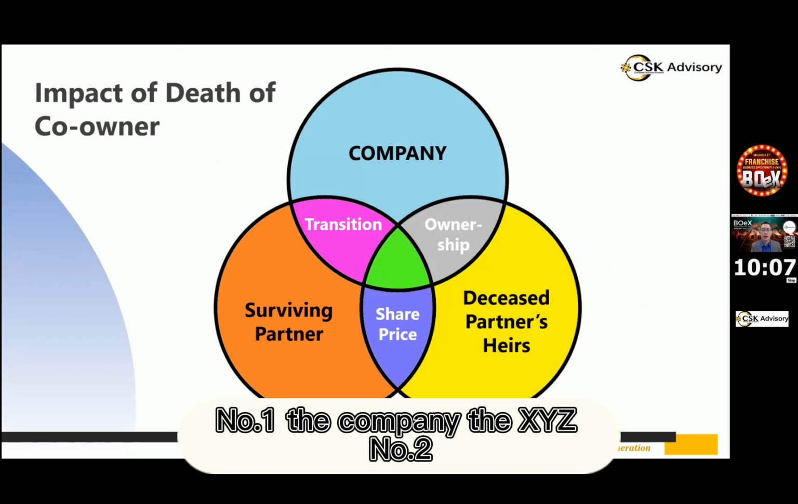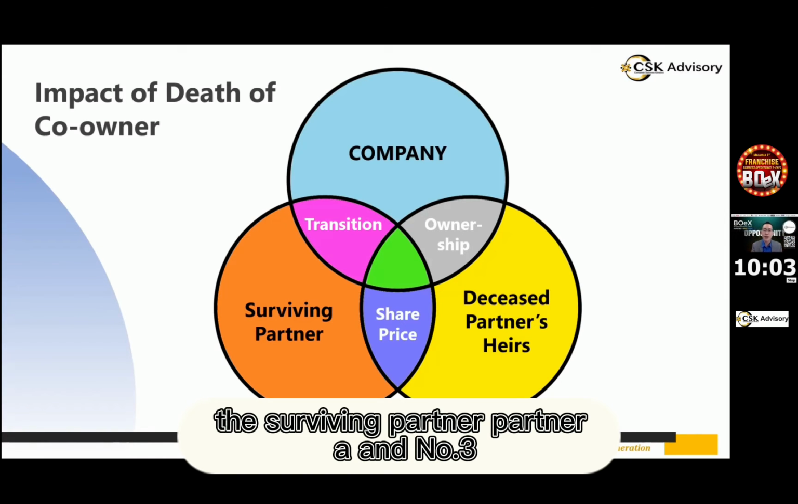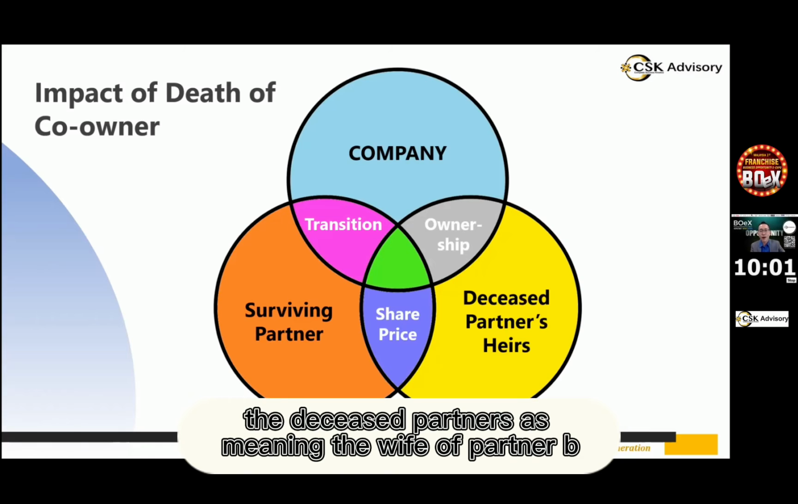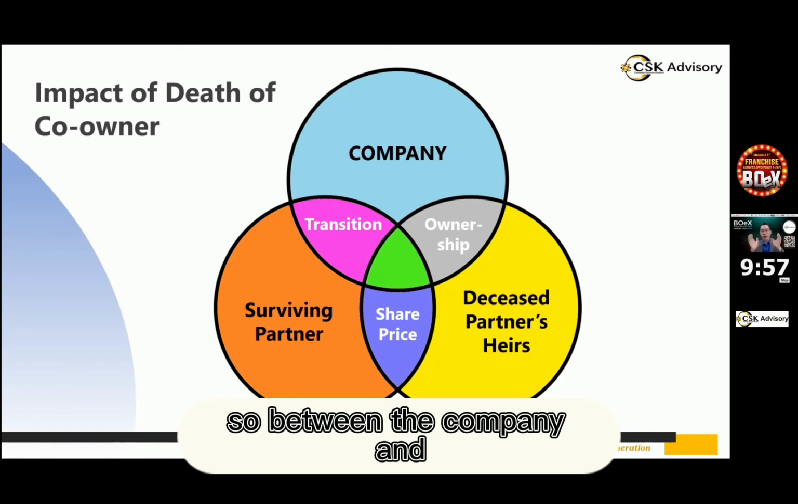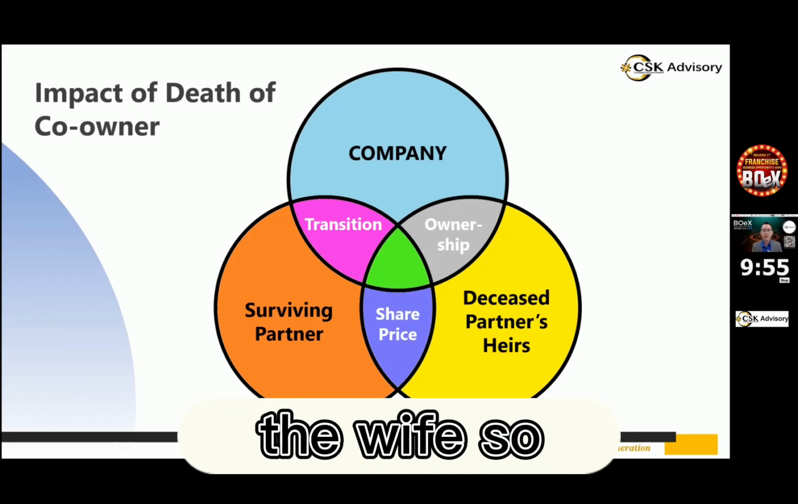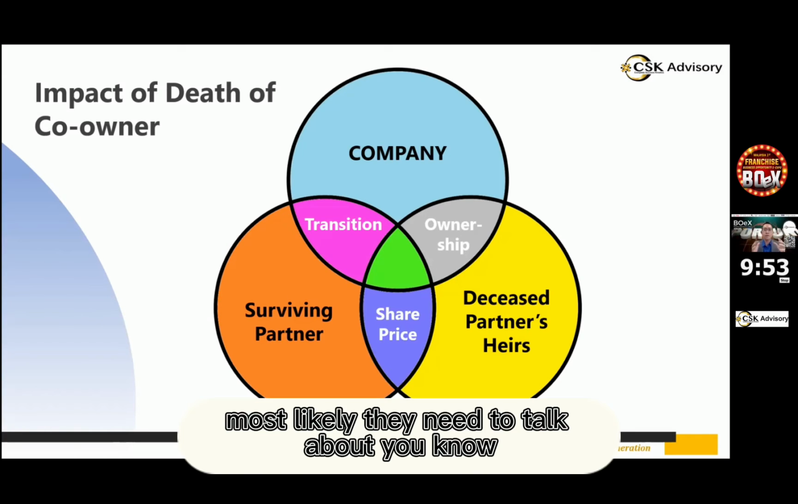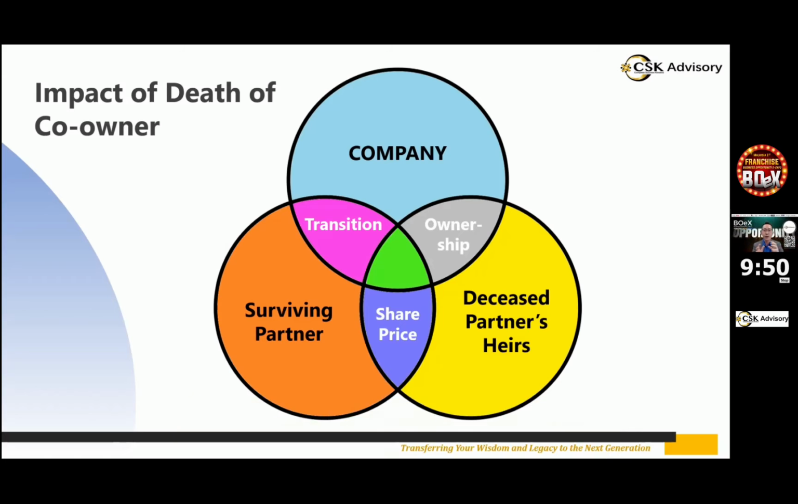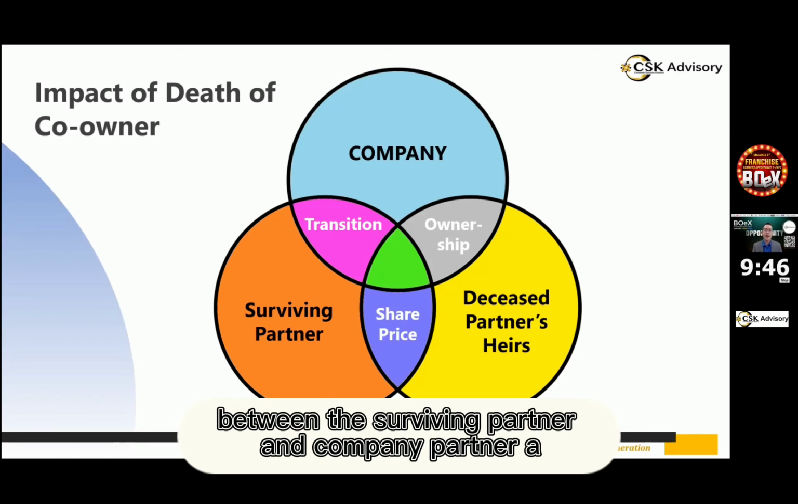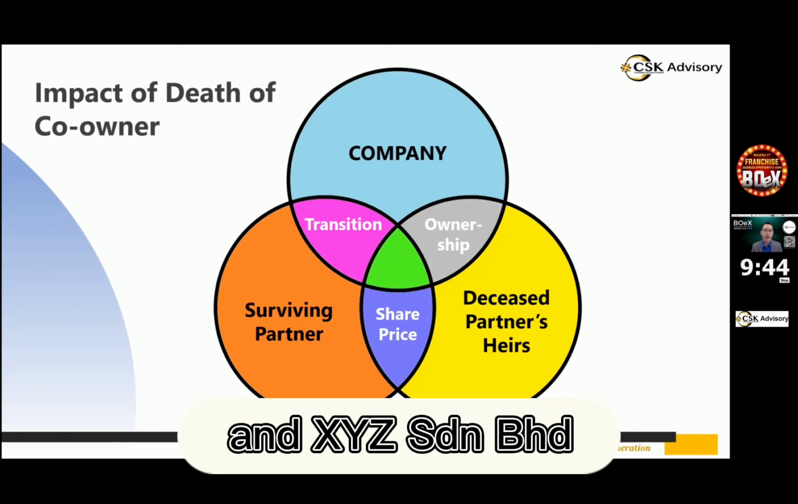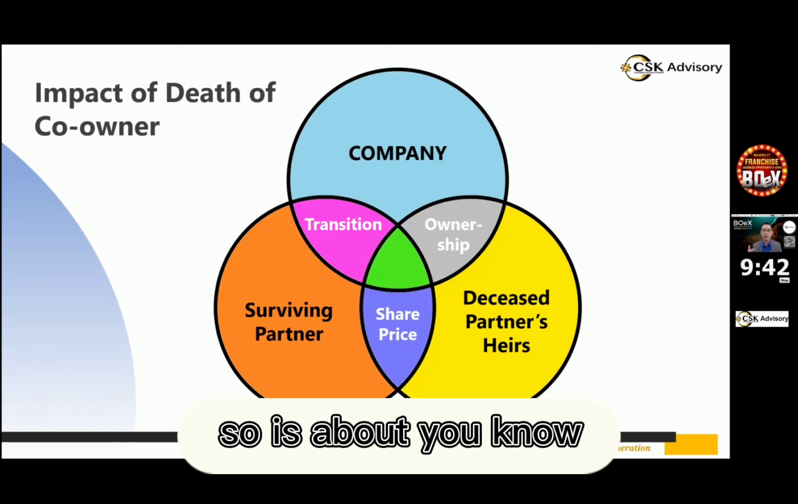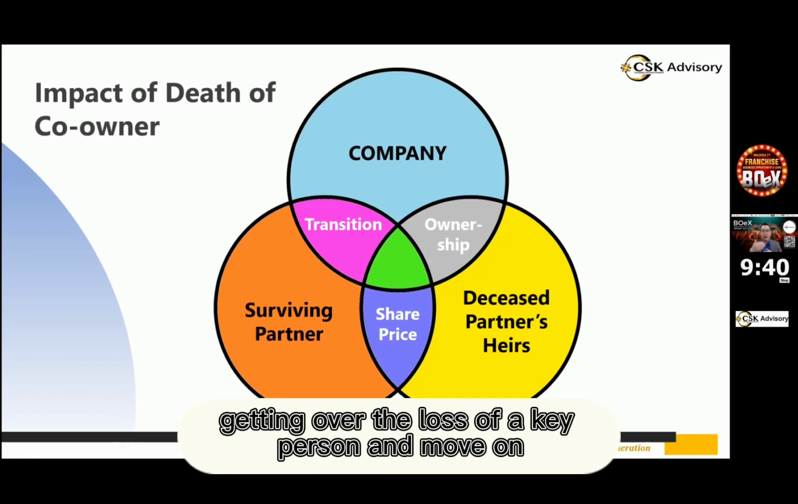Number one, the company, XYZ. Number two, the surviving partner, partner A. And number three, the deceased partner's family, meaning the wife of partner B. So between the company and the wife, most likely they need to talk about, arguing on the ownership. And between the surviving partner and company, partner A and XYZ Sdn Bhd, it's about transitioning and getting over the loss of a key person and moving on.